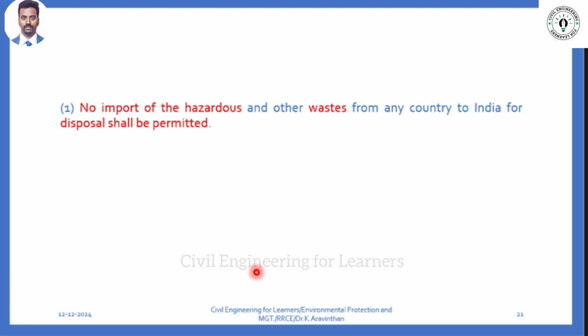Now, the rules on transboundary movement are available from the Pollution Control Board. No import of hazardous waste from any country to India should be made. So this is the first case. There should be no import of hazardous waste. You should not take it from any other country to our country.